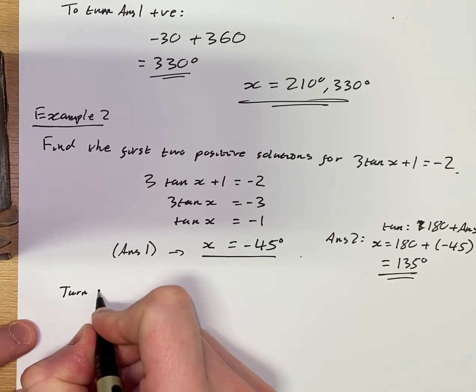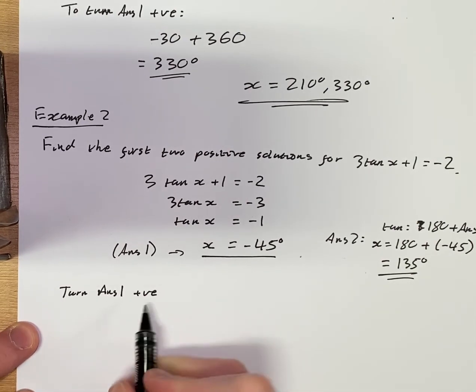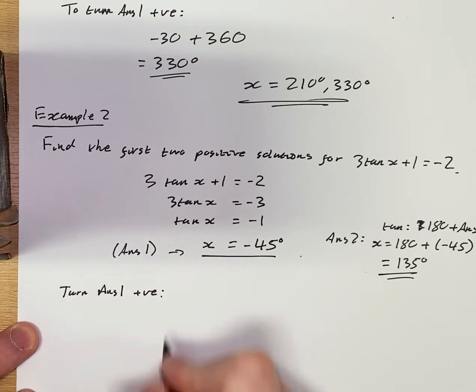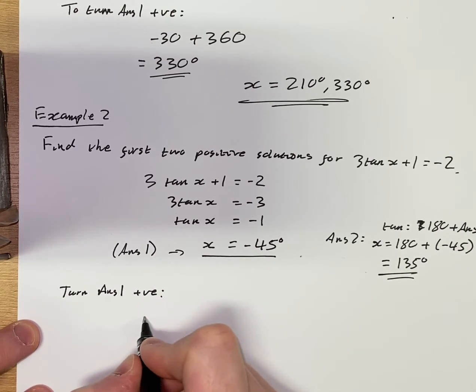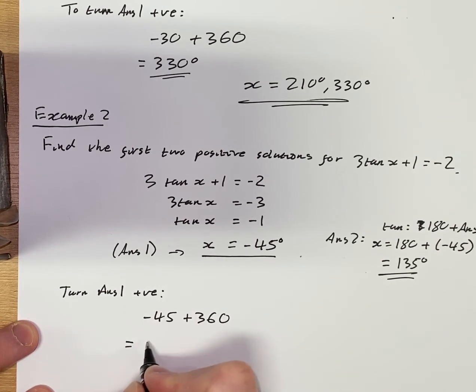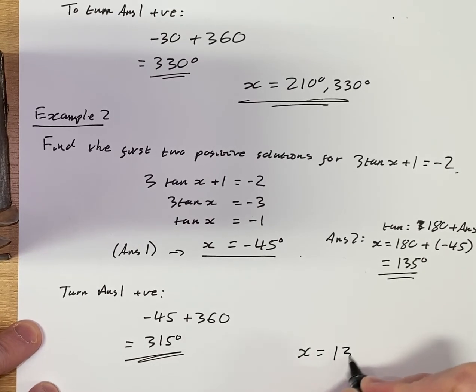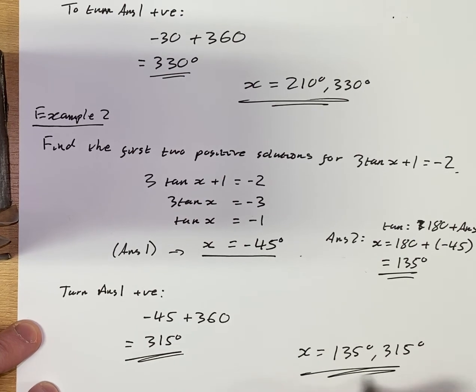And then all we've got to do is say, well, that's all well and good. So to turn answer 1 to be positive, plus VE is just a shorthand way of writing positive, we're going to take our negative 45 and add 360 to give us 315 degrees. So final answer, x equals 135 degrees and 315 degrees.